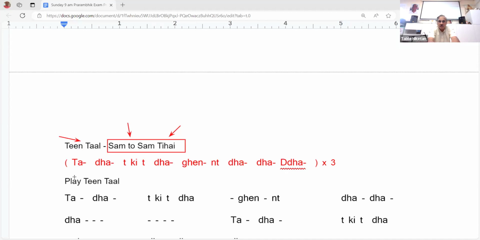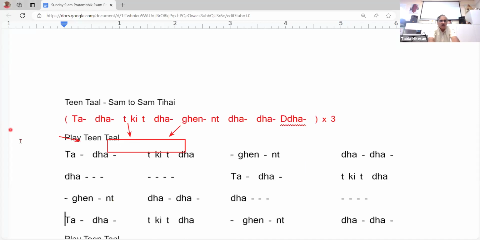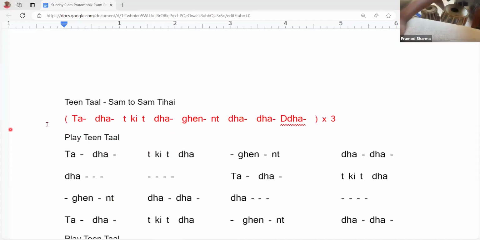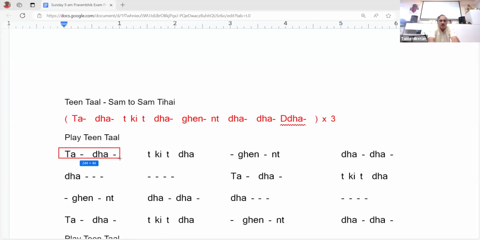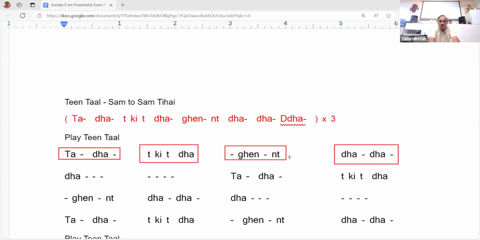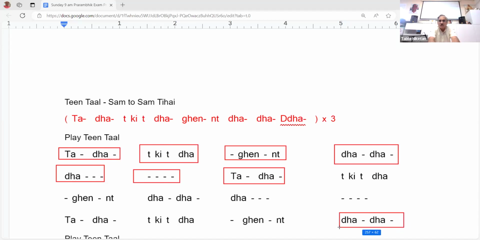We'll come back to japtal later. So if you look at it here, in a nutshell, I'm scrolling down. Your first beat of teen tal, the second beat, third beat, and fourth beat of teen tal. Fifth beat and sixth beat of teen tal, seventh beat, like that you continue: 7, 8, 9, 10, 11, 12, 13, 14, 15, and this is your 16th beat.